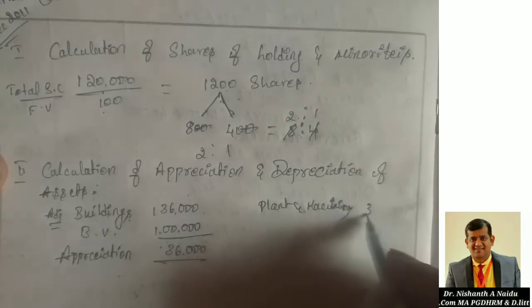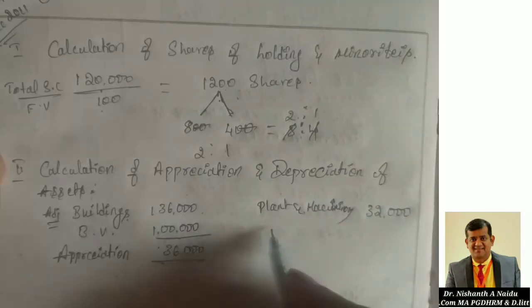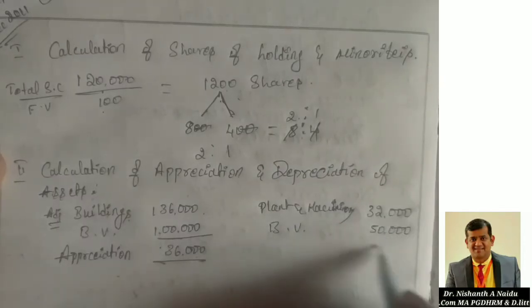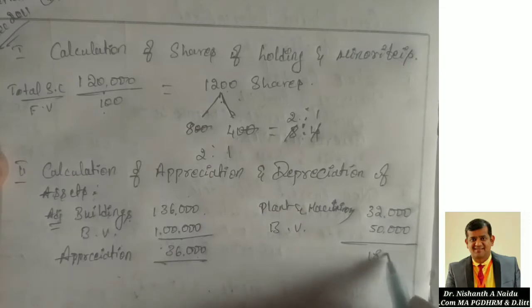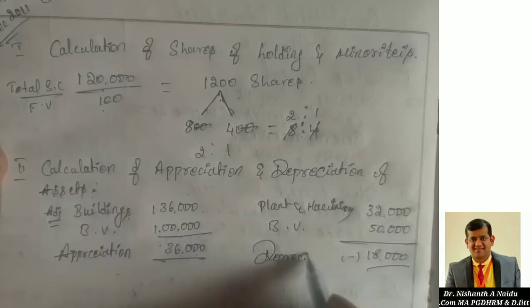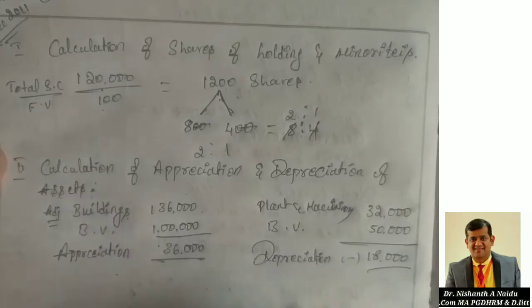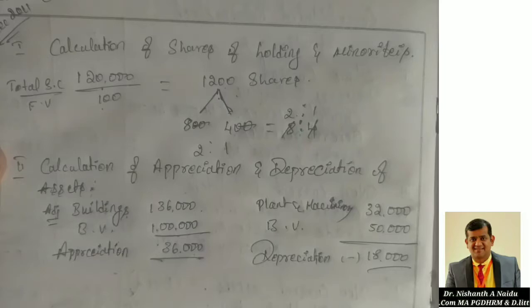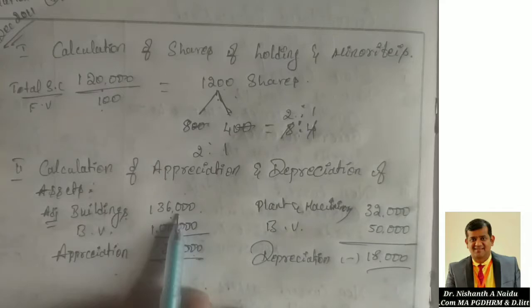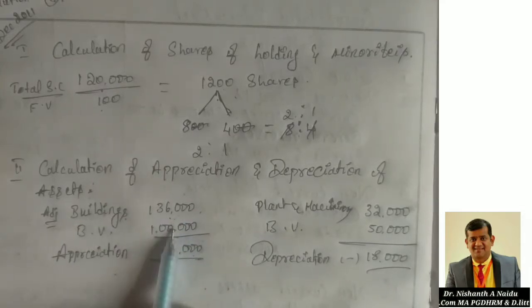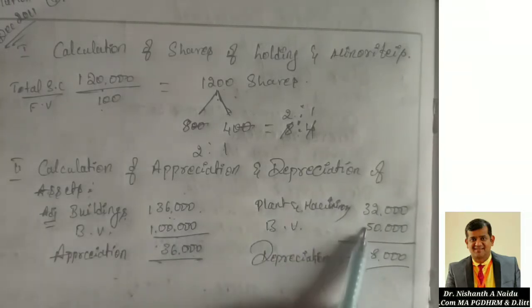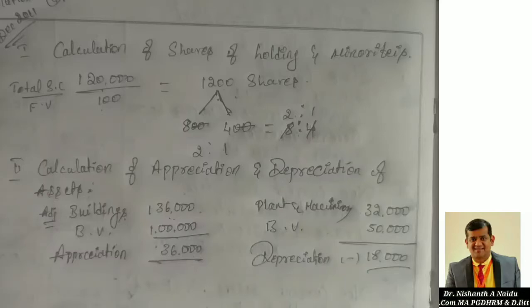The adjustment value is 32,000. The balance sheet value which has been given is 50,000. So 32,000 minus 50,000 is 18,000, which is in minus, so we call this depreciation. One side we have appreciation and the other side depreciation. It is very simple. The adjustment value is the closing. When the closing balance is greater and the opening is lesser, we call it appreciation. When the closing balance is lesser and the opening balance is greater, we call it depreciation.